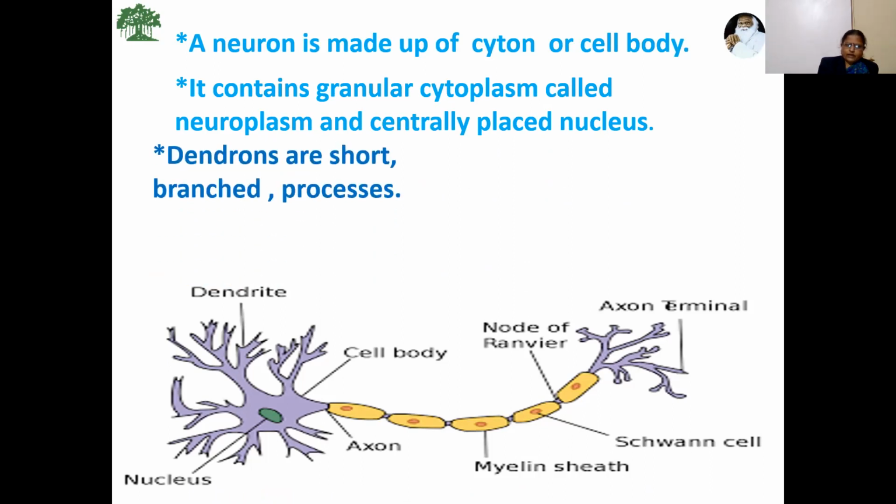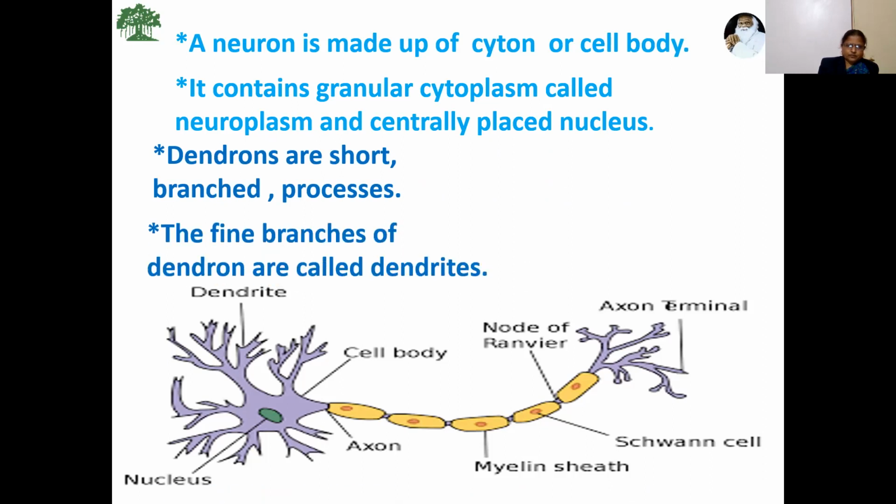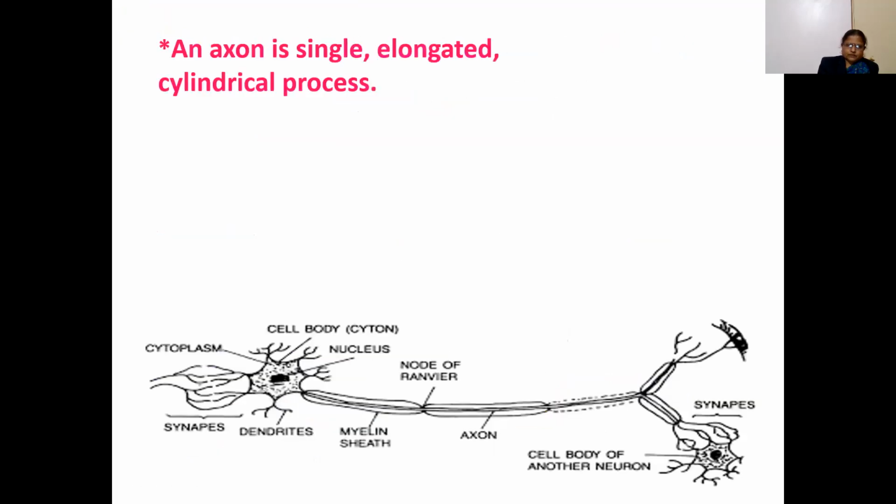Dendrons are short branched processes that arise from the cyton. These are fine branches, and these branches are known as dendrites. Remember dendrites: they carry the impulse towards the cyton. Observe the diagram, cyton and axon. An axon is a single elongated cylindrical process.